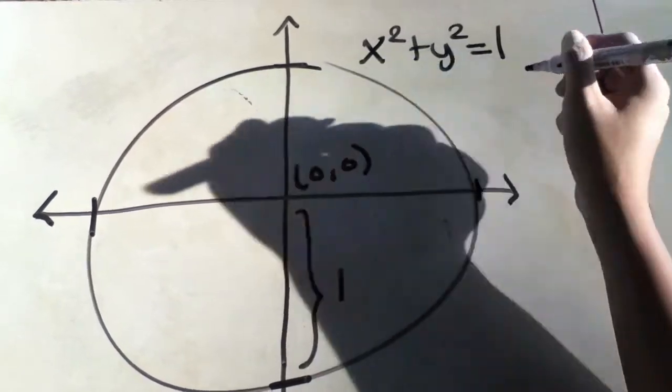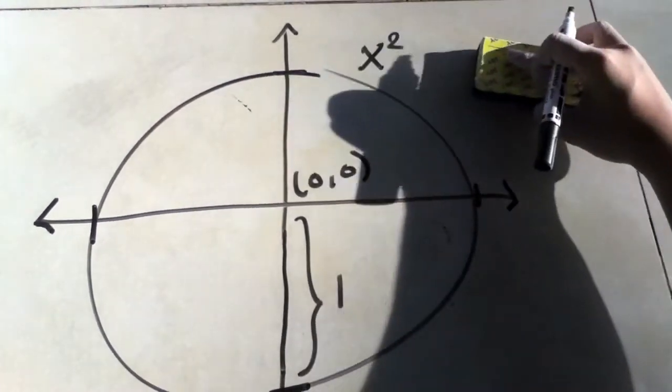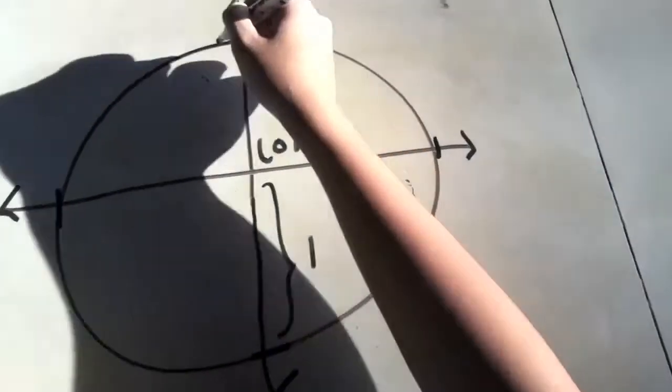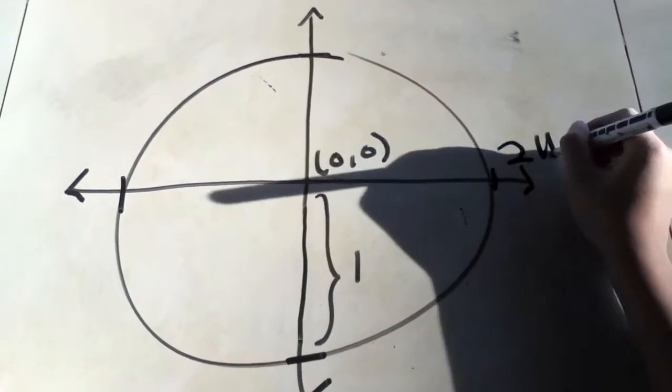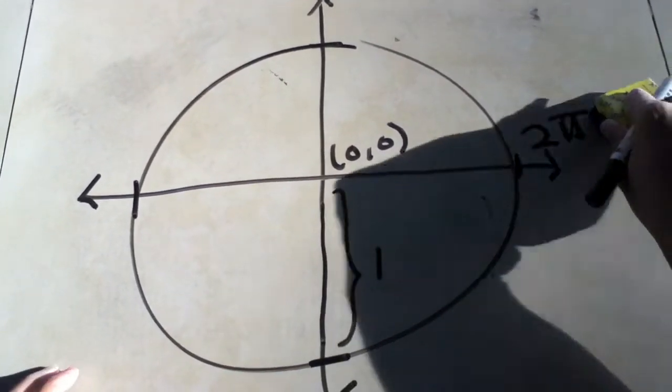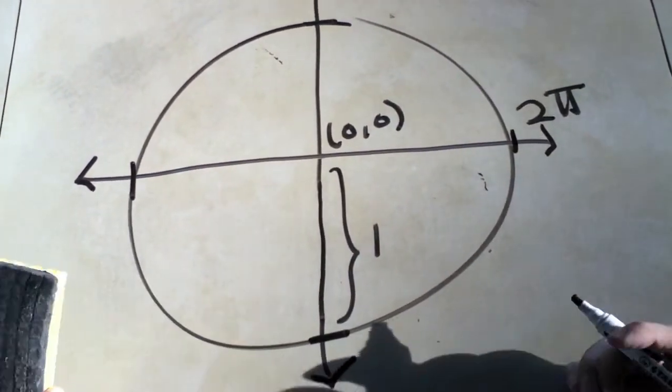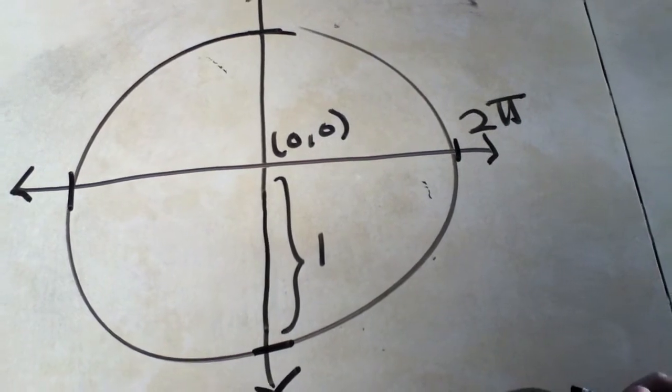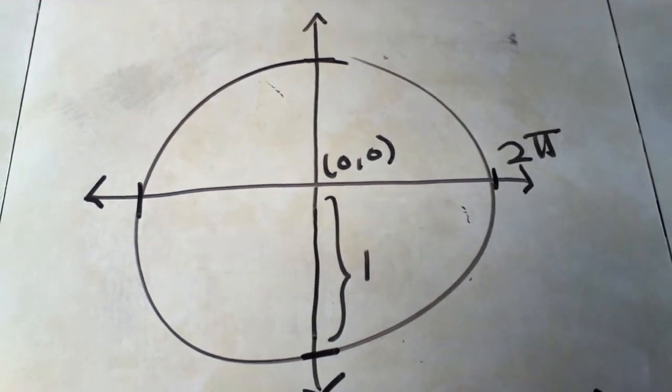The circumference of a circle is equal to 2 pi times the radius. Therefore, the circumference of a unit circle is equal to 2 pi. 2 pi radians is also the angle measured in radians of the unit circle.